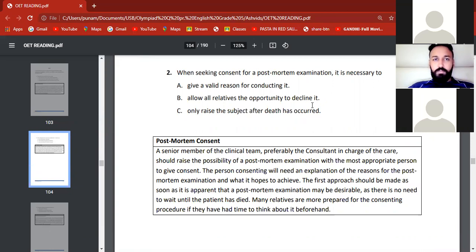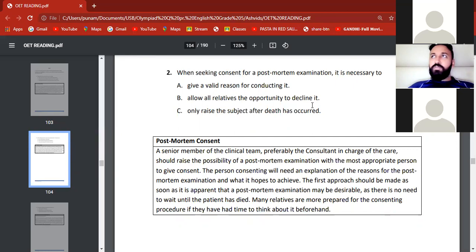When seeking consent for a postmortem examination, it is necessary to: first option, give a valid reason for conducting. So the first option is valid reason. Second, allow all relatives the opportunity to decline it. So allow, allow all, declining.